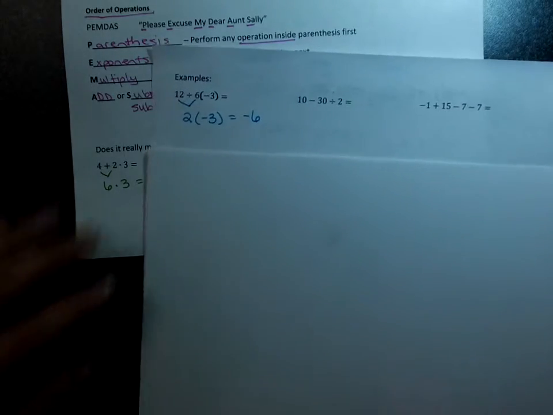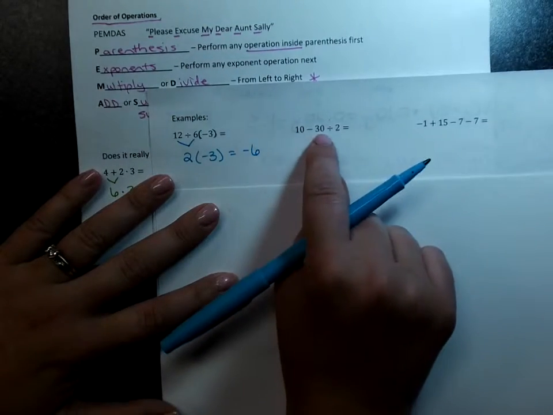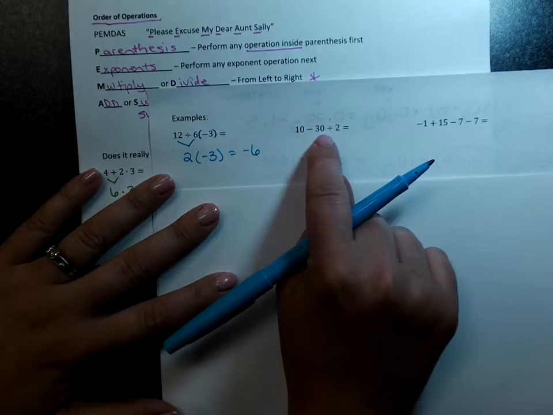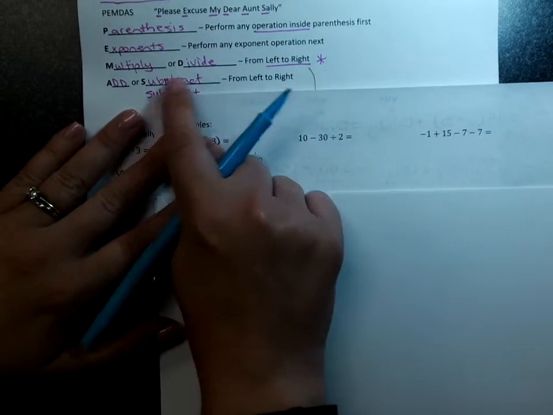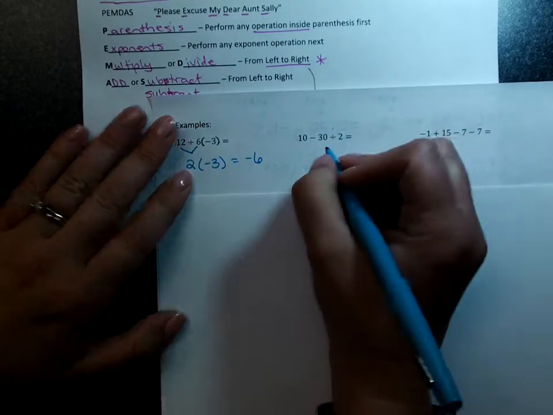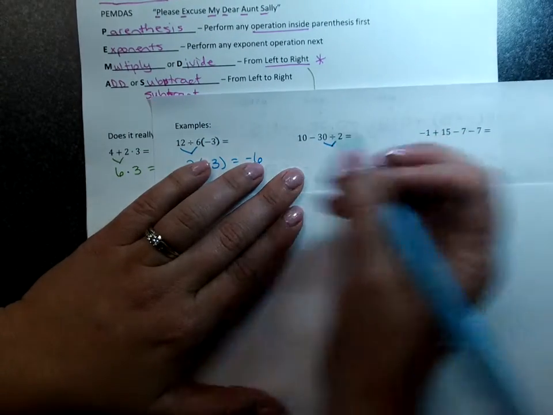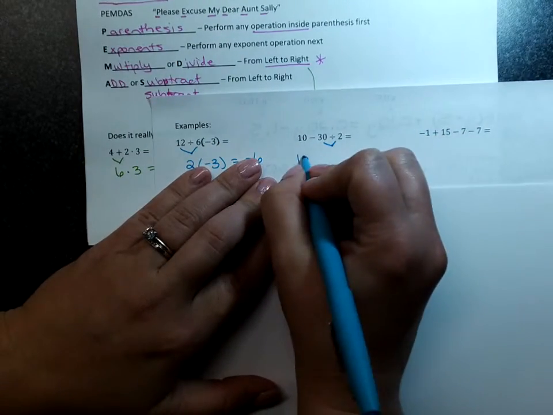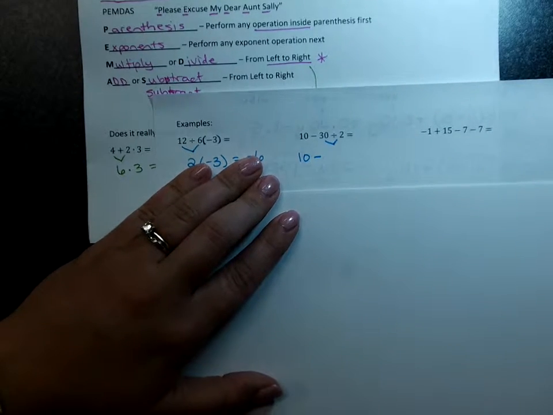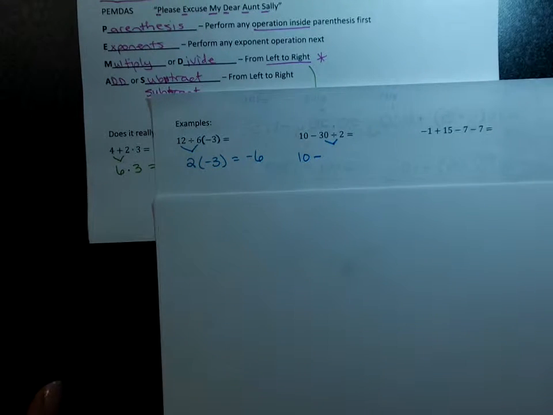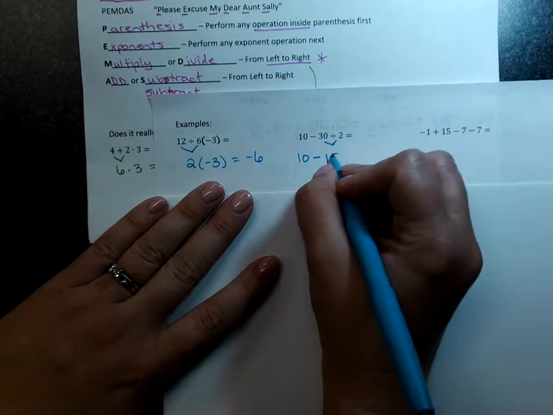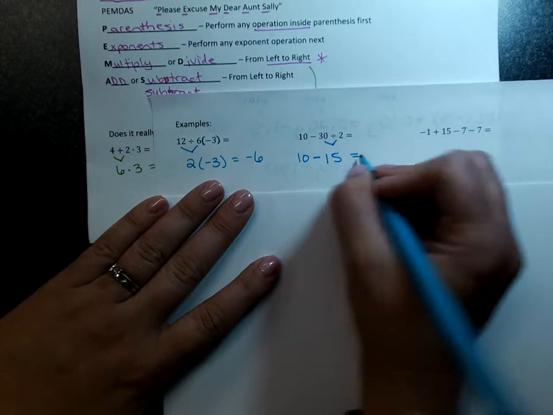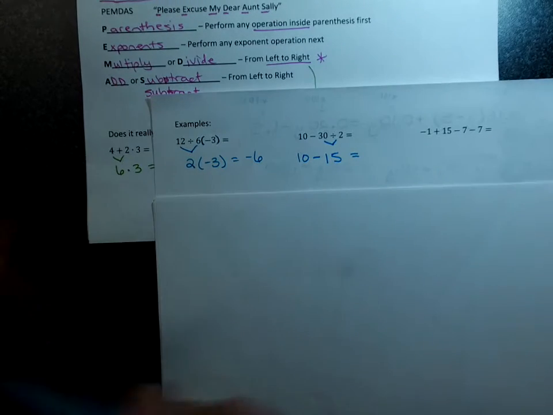Alright, next one. 10 minus 30 divided by 2. According to the order of operations, we're going to do the division first and then the subtraction. So it's kind of awkward because we're ignoring the 10 minus, not doing anything with it, and jumping straight to the division. So 30 divided by 2 is 15. Now we're going to do 10 minus 15.